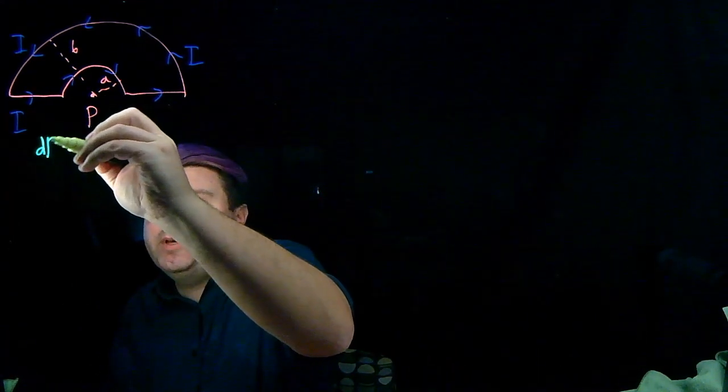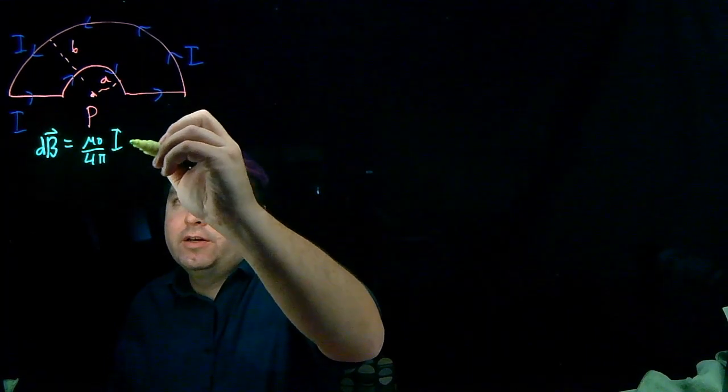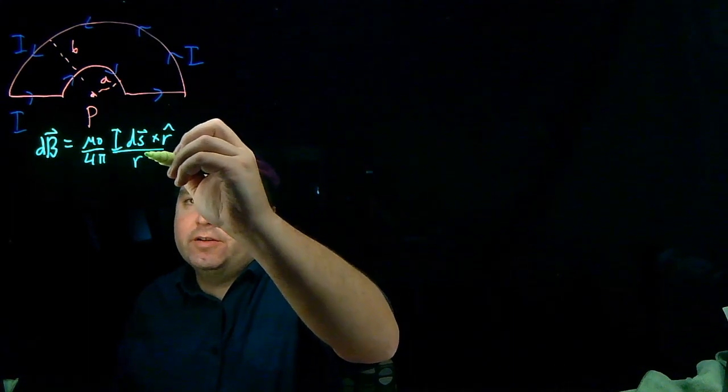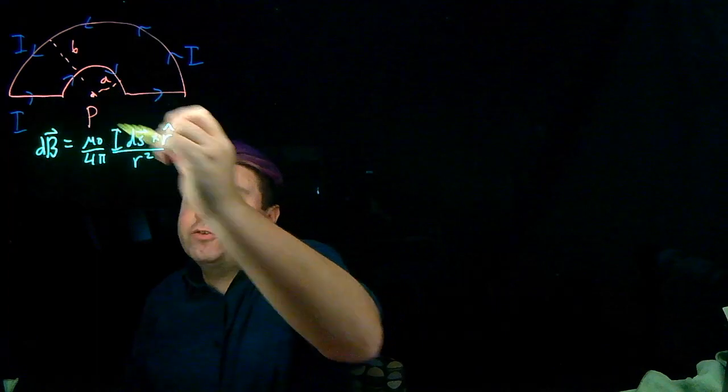So we're going to use Biot-Savart's law, dB equals mu naught over 4 pi I ds cross r hat over r squared. And what we need to do is break this into 4 separate pieces. So let's look at the two straight pieces first.